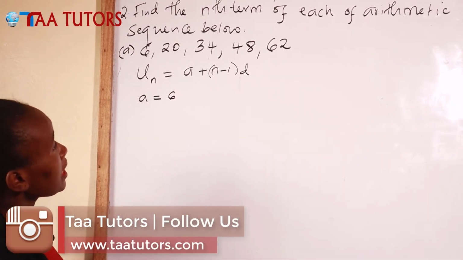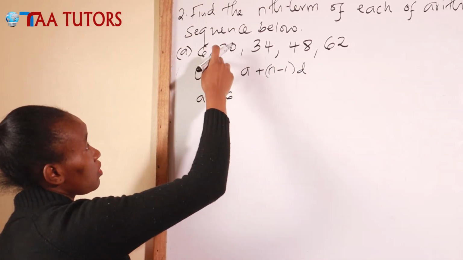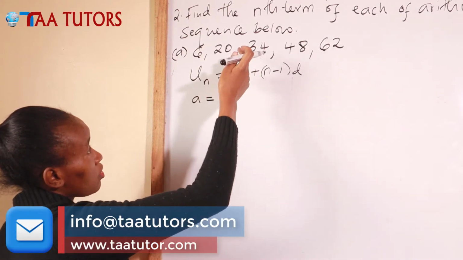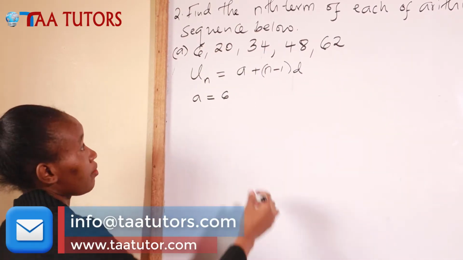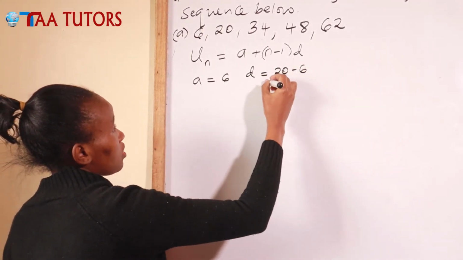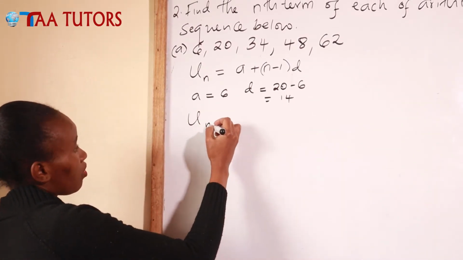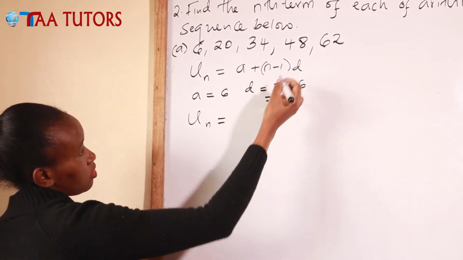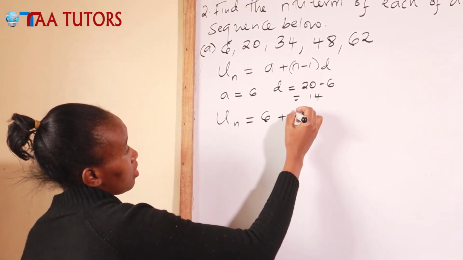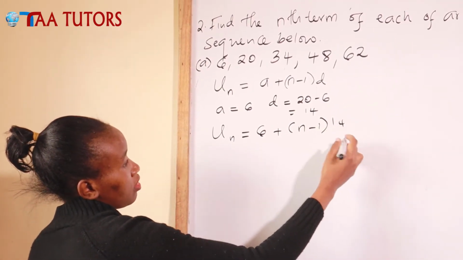Now we want to find d, the common difference. To get the common difference, you get the difference between the first term and the second term, or the difference between the second term and the third term. So in this case, our d is going to be 20 minus 6, which is 14. Our common difference is going to be 14. So the nth term of our arithmetic sequence, we substitute in this formula. So it's going to be 6 plus n minus 1 into 14.